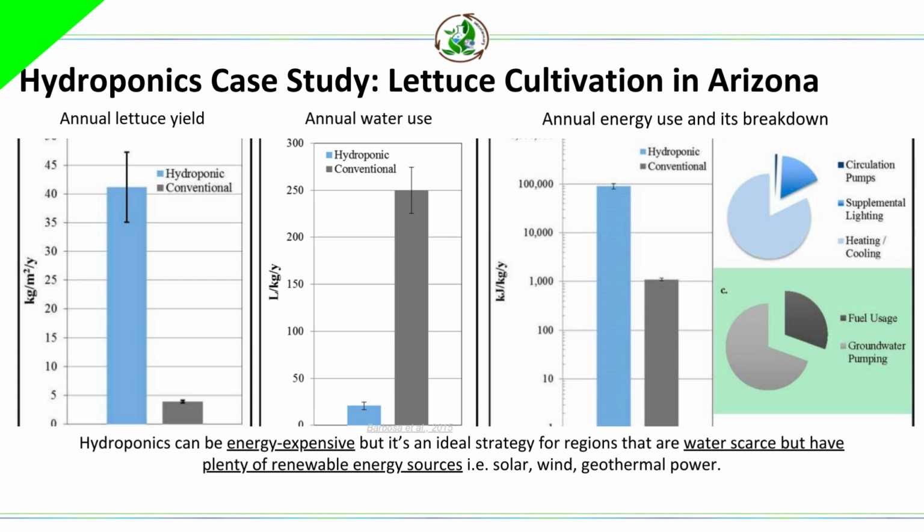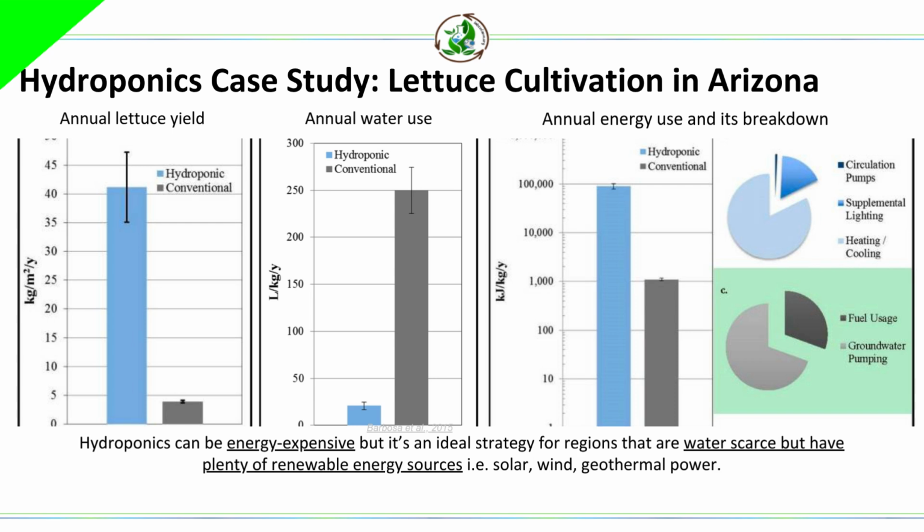Let's look at a real-world example of hydroponics. Lettuce cultivation in Arizona. This slide shows data on annual lettuce yield, annual water use, and annual energy use, including a breakdown of where energy is consumed in the system. Hydroponics can be energy intensive, especially for lighting, pumps, and climate control.